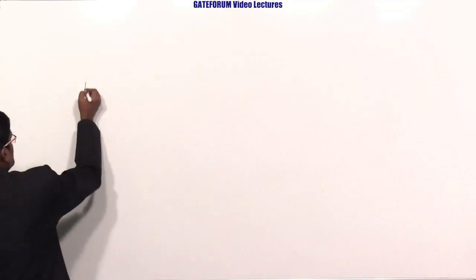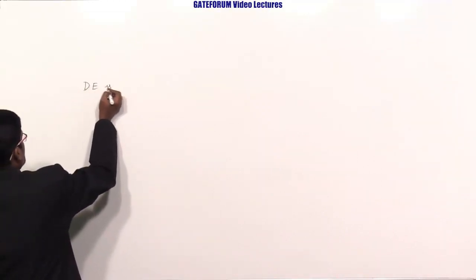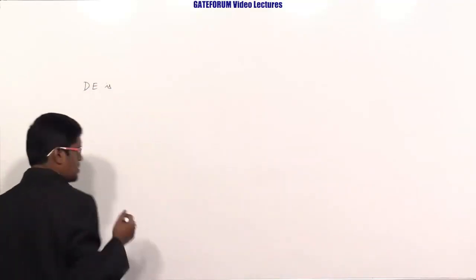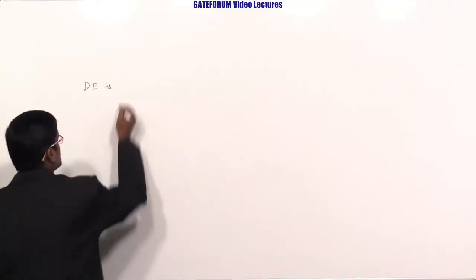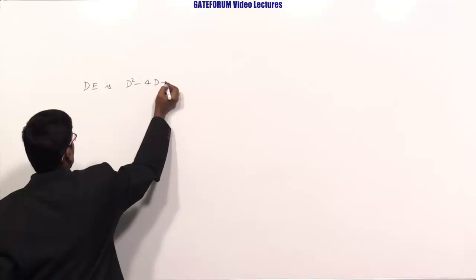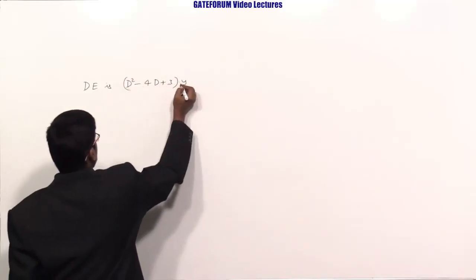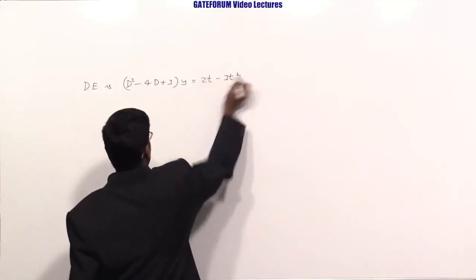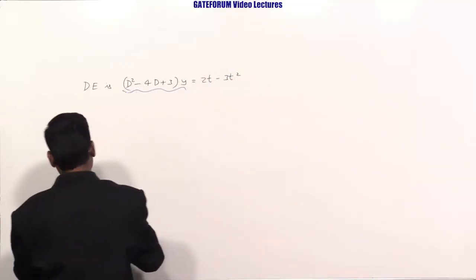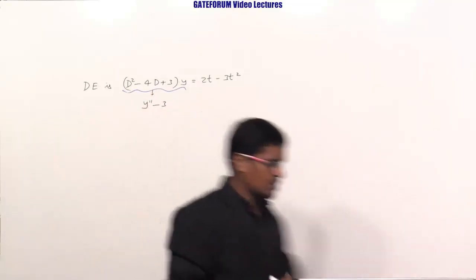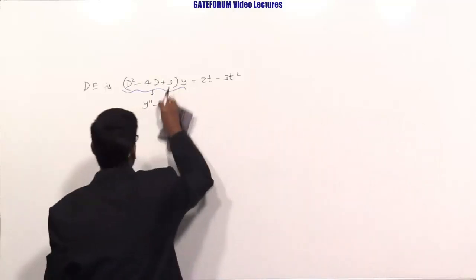The solution is, so given differential equation has y as dependent variable, t as independent variable. So your solution is y variable. But they are asking particular solution, which means particular integral. So (d square minus 4d plus 3) into y is equal to 2t minus 3t square. d square means second derivative of y, which can be written in prime notation as y double dash minus 4y dash plus 3y.